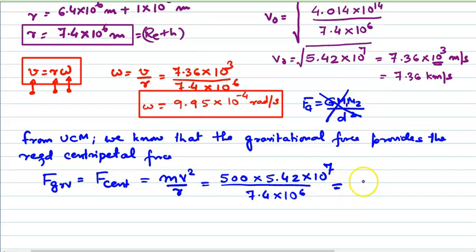So on solving, this should come out to be 3.66 into 10 to the power of 3 Newton. So do remember to mention the units. Most of the time as students you all forget to mention the unit and then you lose the marks. Any doubt on this particular part? So this is where this problem ends.